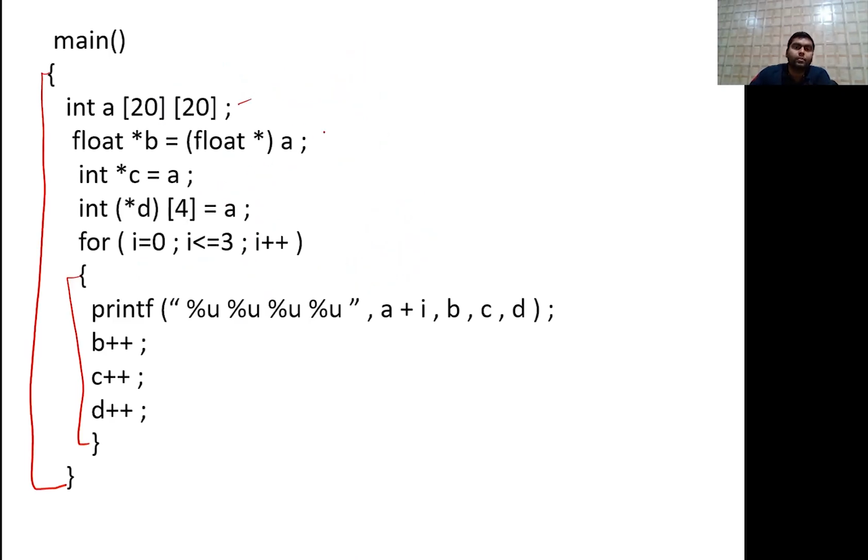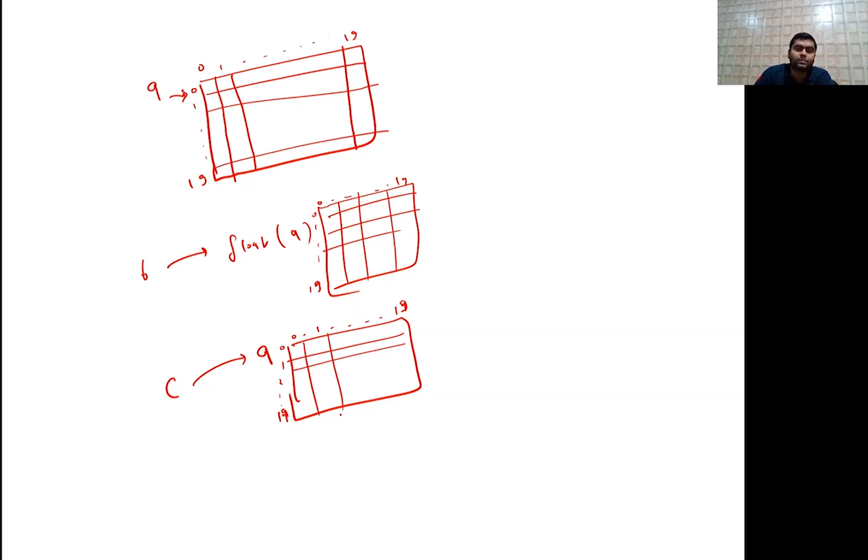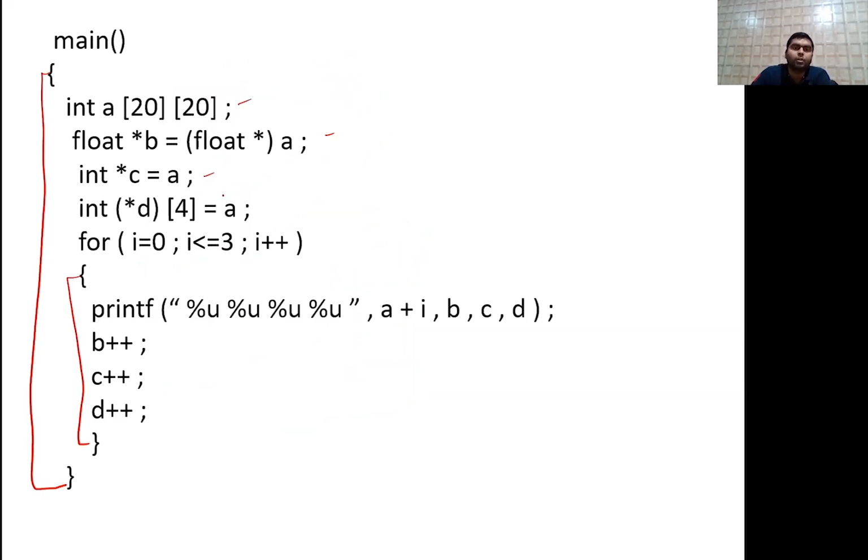Now observe carefully. Next is integer star c equals to a. What does star c equals to a mean? It means c is an integer pointer pointing to a. So c is an integer pointer, pointing to what? A. A is again the same array. So it is 0, 1, 2 and up to 19, and 0, 1 and up to 19. So it is the same case. If you are observing carefully, then it is the same case. But it is a pointer pointing to an array which is a typecast array. It is float.